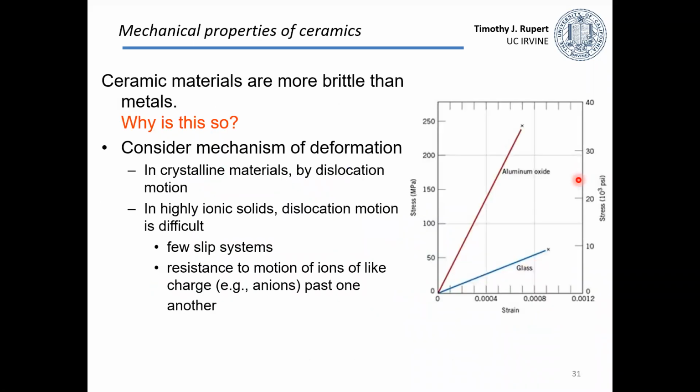Moving on to mechanical properties. One thing we mentioned early on is that ceramic materials are more brittle than metals. And to understand this, we can consider the deformation mechanisms we talked about. So we talked about how in crystalline materials, dislocation motion is what ends up causing plastic deformation. So in these ionic solids that we've been talking about, this dislocation motion is going to be very difficult. So there's few slip systems, which is a problem. And also the resistance to motion of ions of like charge, think about moving 2 anions past each other, is going to be very difficult.